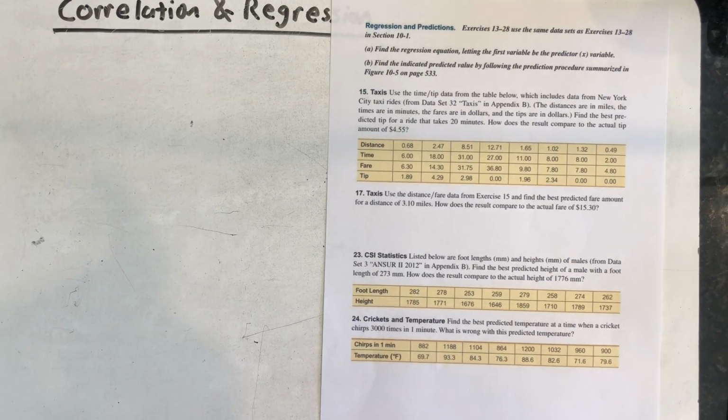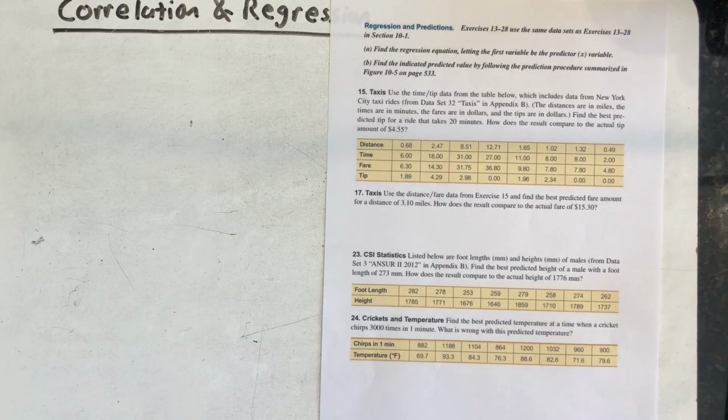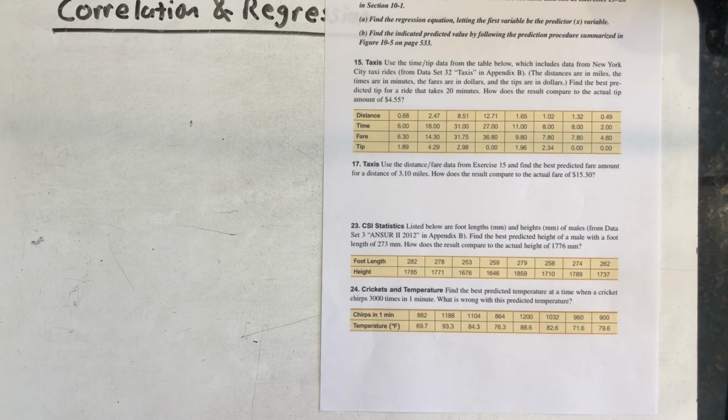In this sequence of videos, we've been doing some problems about correlation and regression from our textbook, Mario Triola's Elementary Statistics in its 14th edition. I have one more problem I'd like to do, and this one might be my favorite of the ones we've been talking about in these videos. Crickets and temperature. Find the best predicted temperature at a time when a cricket chirps 3,000 times in 1 minute. And then a further question after that, what's wrong with this predicted temperature? So apparently we're going to have to do some critical thinking at the very end of it.